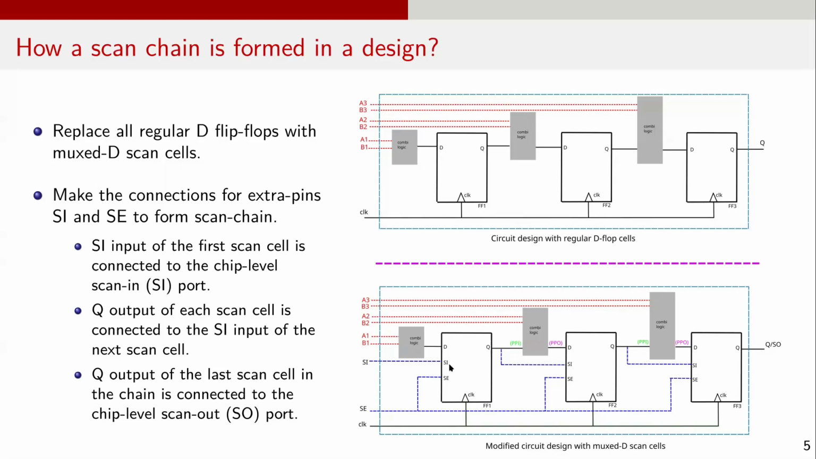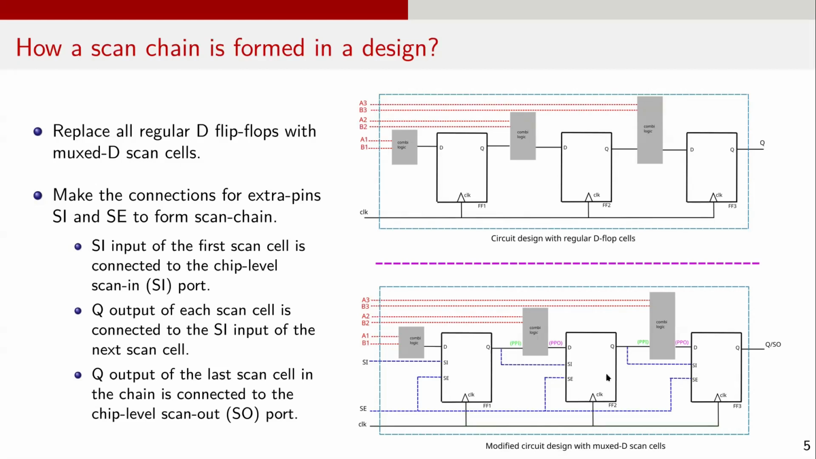The SI input of the first scan cell is connected to the chip level scan input port. The Q output of the first scan cell is connected to the SI input of the second scan cell. Similarly, the Q output of the second scan cell is connected to the SI input of the third scan cell. In this way, the scan cells are connected back to back to form a scan chain. Finally, the Q output of the last scan cell in the chain is connected to the chip level scan output port SO.